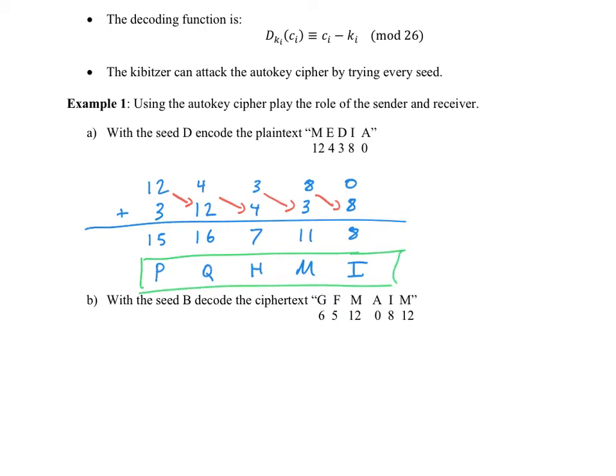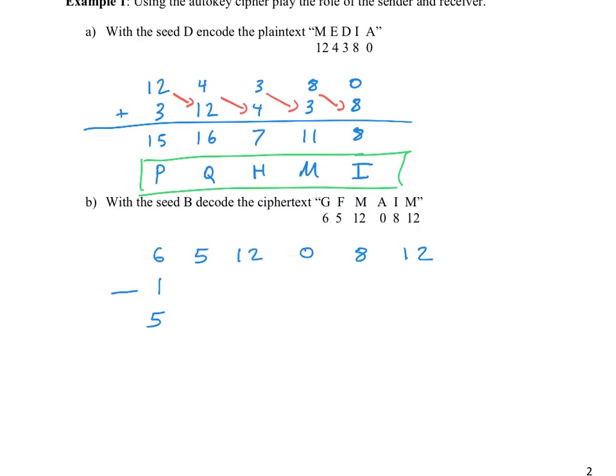So now we'll play the role of the receiver. If we received some ciphertext that's sitting right here, what do we do with that to do the decoding? So let's write all those numbers down on our page. And this time we're using a seed, the letter B, so that corresponds to 1. And let's remember we're doing the decoding this time, so we subtract the key. So first we would get 5. And then once we have the 5, that's the first thing in the plain text.